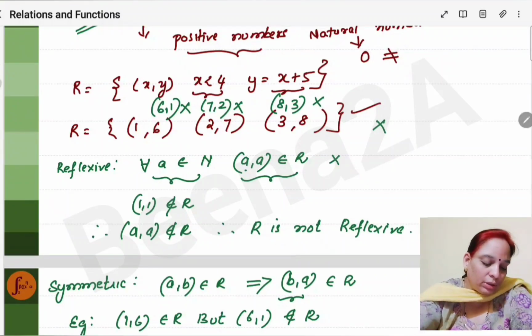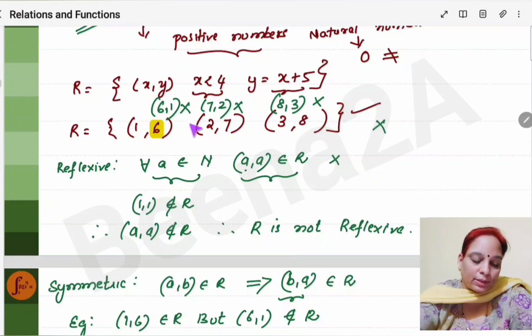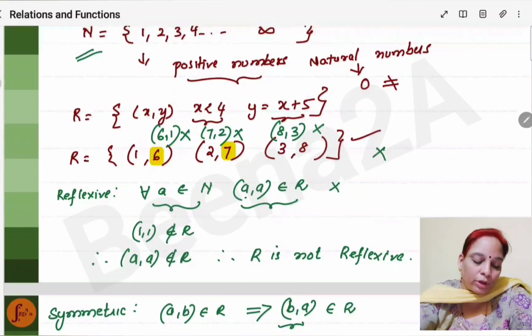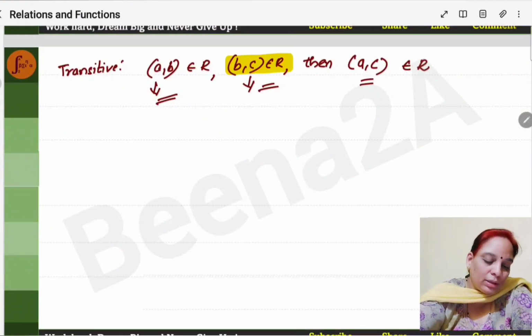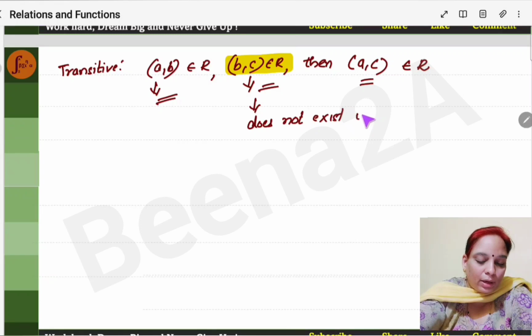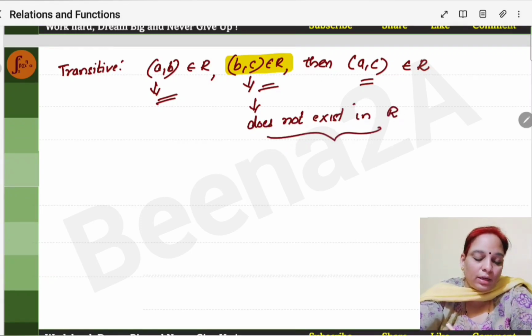If you notice the second element 6 here, right? But you don't have any ordered pair starting with 6. And here also second element is 7. You don't have any ordered pair starting with 7. So you cannot validate at all, right? This B comma C does not exist in R. B comma C does not exist in R.